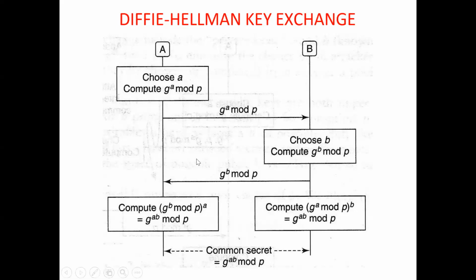See, in the insecure channel, we are just transmitting the partial keys, that is G raised to A mod P and G raised to B mod P. But we are not sending the actual shared key, the actual common secret. The actual common secret will be calculated at the sender end, and similarly at the receiver end. Therefore, the common secret deduced is G raised to A into B mod P.